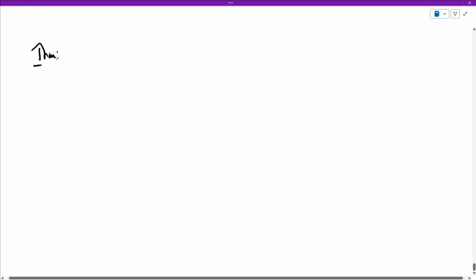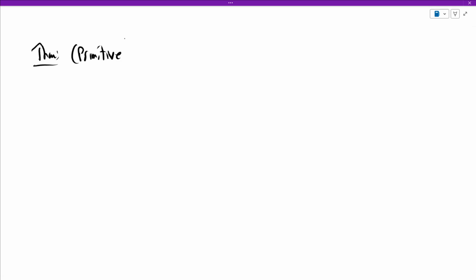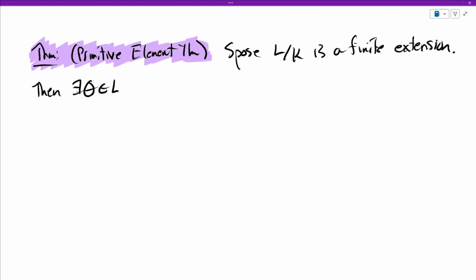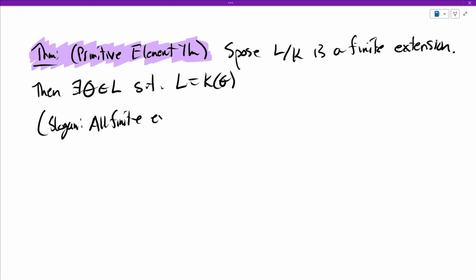So the primitive element theorem, or the theorem of the primitive element, as it's sometimes called. The theorem is going to be a little bit long, so apologies in advance. But it says, suppose L over K is a finite extension. Then there exists some theta in L such that L is K adjoin theta. So in other words, our slogan is all finite extensions, of course we work in C, are simple. That's what this is saying.